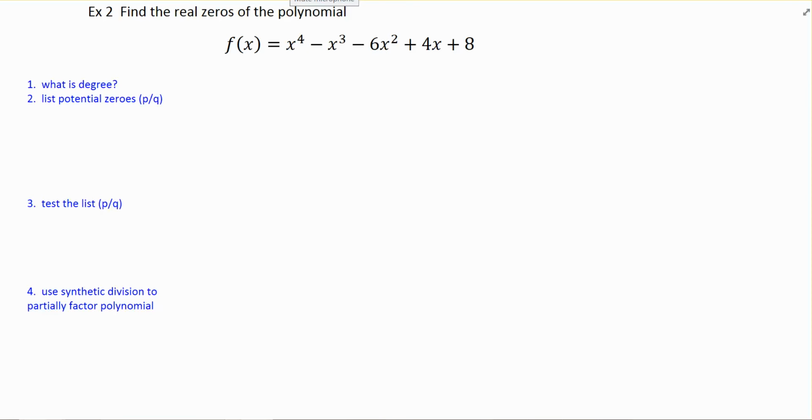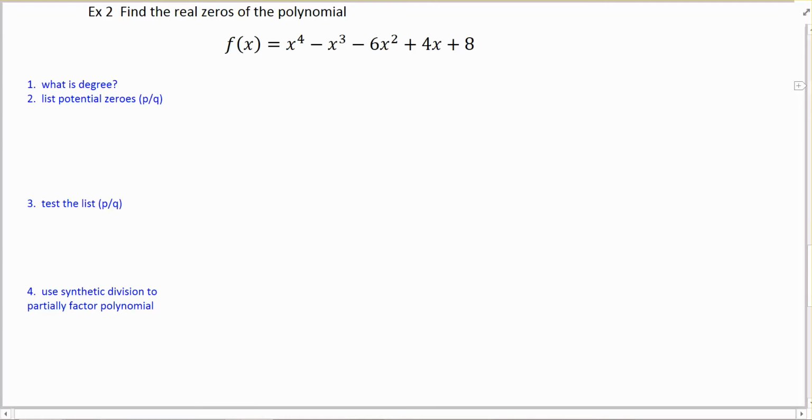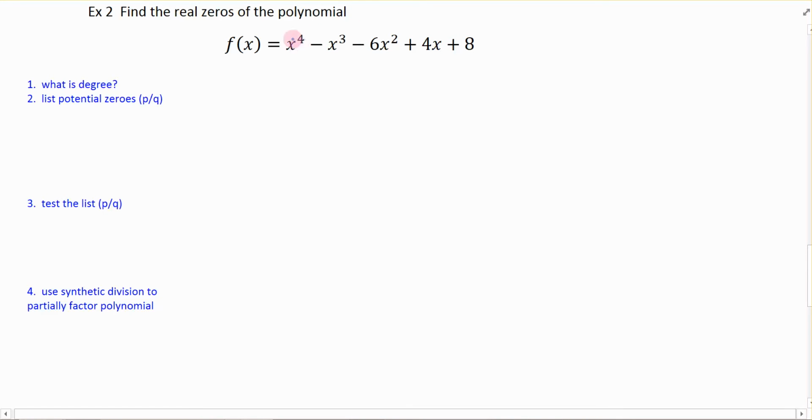Let's look at another example here where we want to find the real zeros of a polynomial, and this is our example we're going to deal with. So the first thing I want to identify is the degree of my polynomial. Since this is a fourth degree polynomial, I know that I have at most 4 roots.